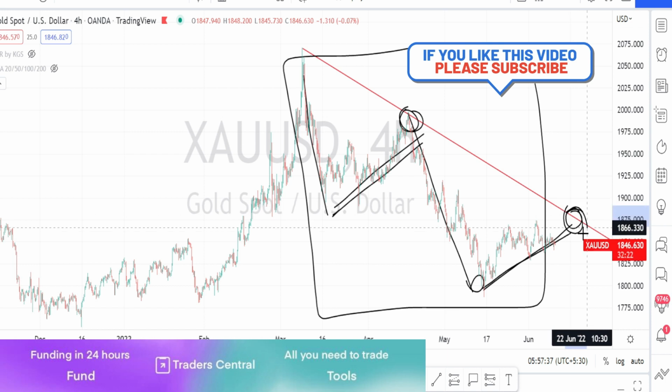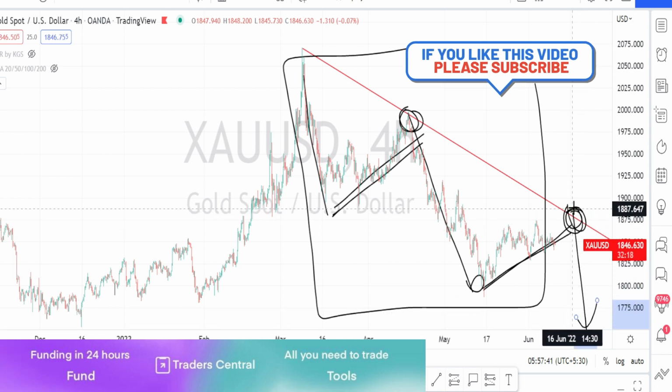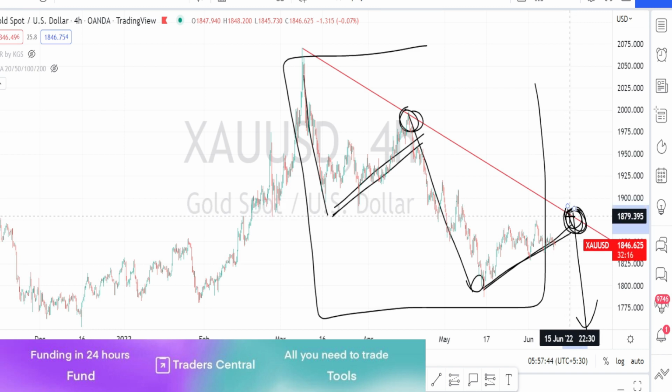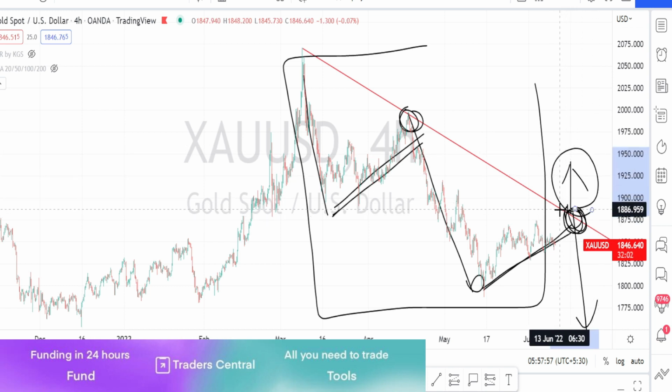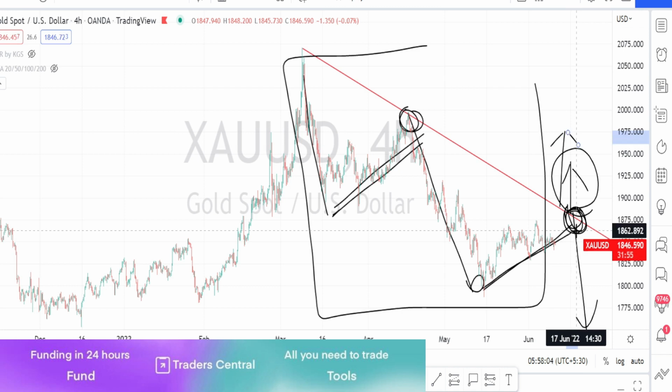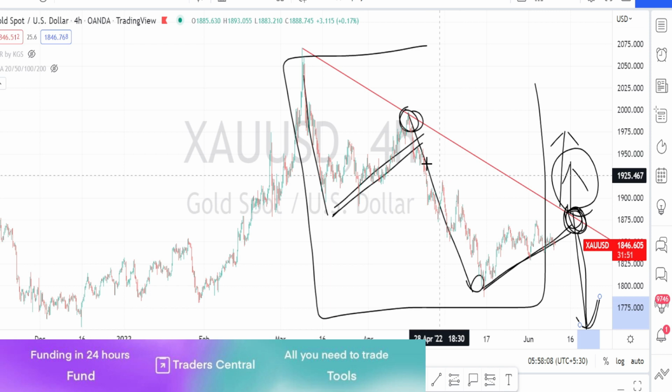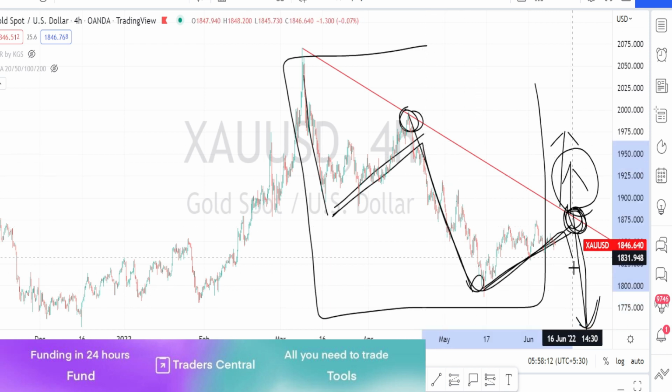After testing this resistance line, whether it is going to continue its bearish trend or whether it is going to break this resistance line is the next question. And if the price action breaks this resistance line, it is going to be the bullish trend reversal in the 4 hours time frame. And if the price action bounces back on the bearish trend reversal, it will be the continuation of the bearish trend from the past price action.